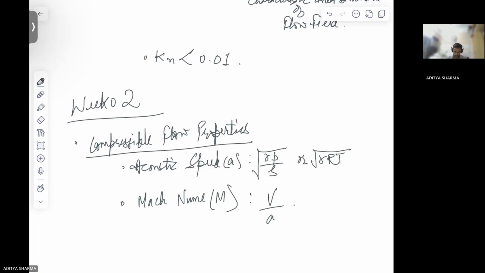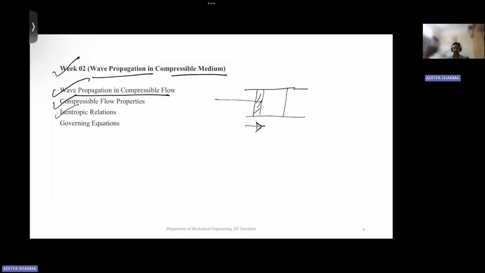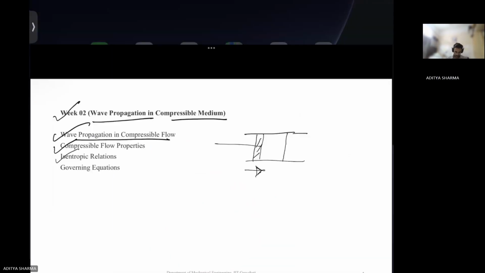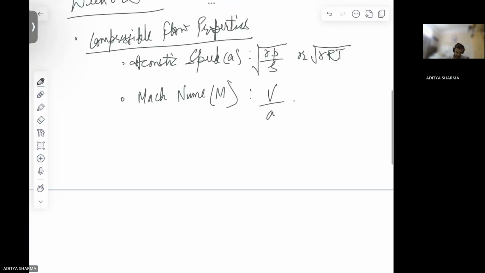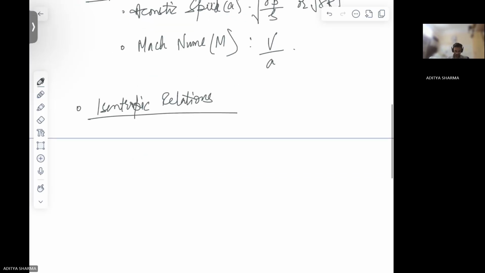Yes. Then important is your isentropic relations. Important topic. So in isentropic relations, first is your T naught by T. This is your stagnation. This is your stagnation. This is your static.